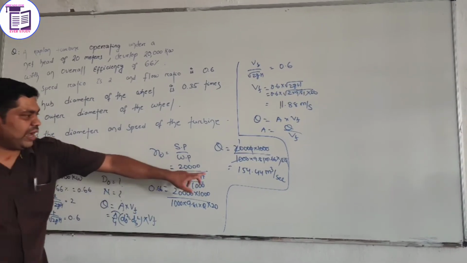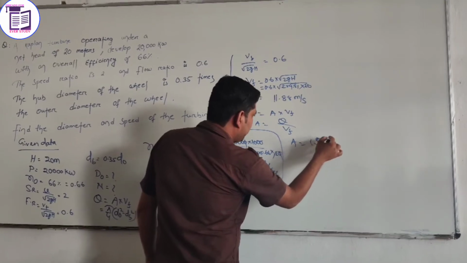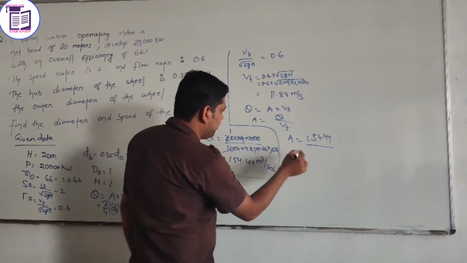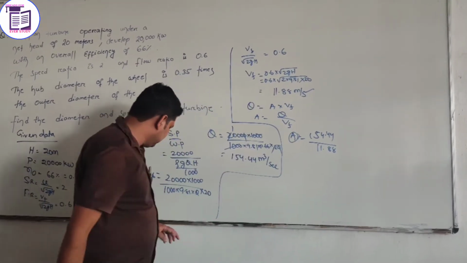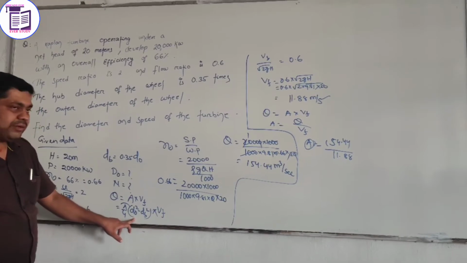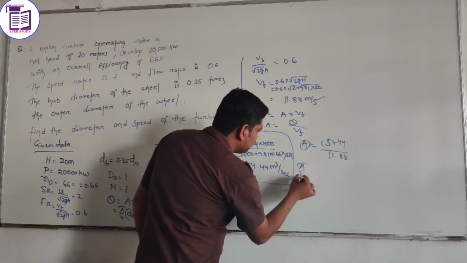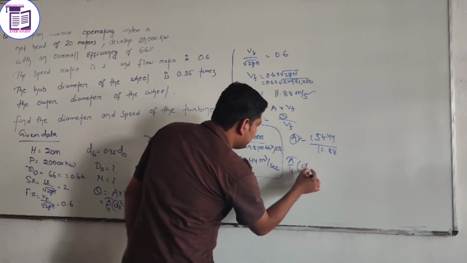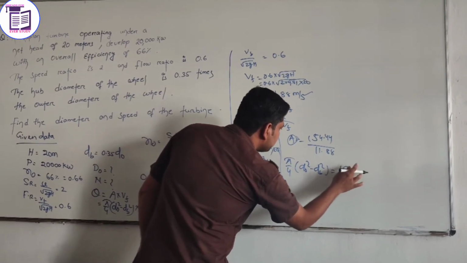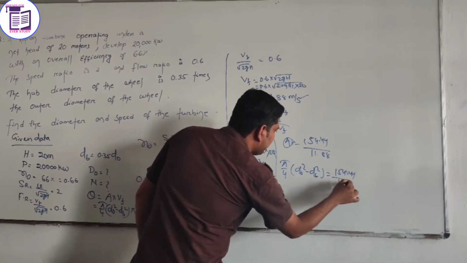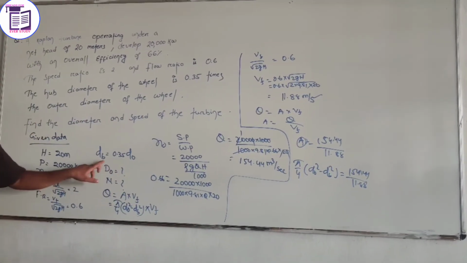So here Q you found is 154.44. So area is equal to 154.44 by V_f, which you found is 11.88. And how is area defined? Area is equal to pi by 4 into outer diameter square minus hub diameter square. So you can write pi by 4, outer diameter square minus hub diameter square, is equal to 154.44 by 11.88.